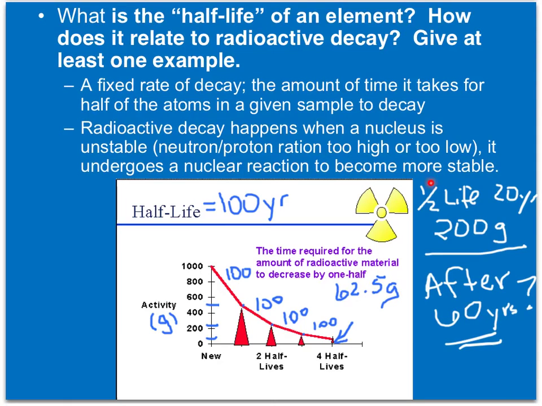Alright, try another one. Let's say the half-life of a different radioactive element is 20 years. So that means in 20 years half of the original material will be radioactive. So you have 200 grams to start off with, and again, in 20 years you'll have half that's still radioactive. So the question is, how much is still going to be radioactive of the original material after 60 years? I'll give you the answer in class.